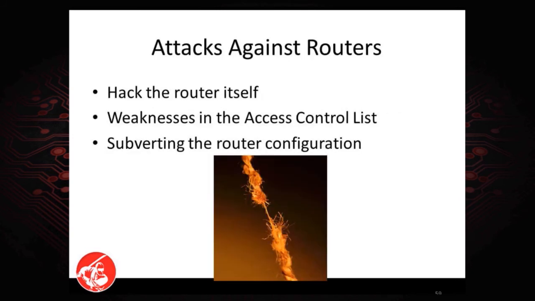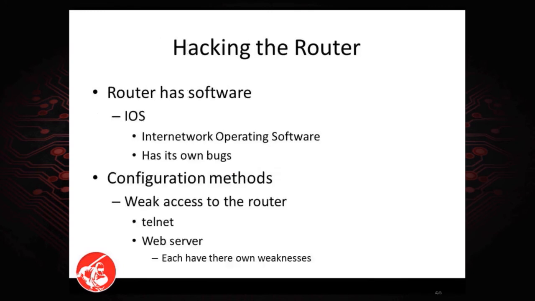Attacks against routers. We can hack the router itself. We can look at weaknesses in the access control list, which is quite common, or we can subvert the router configuration. It's about the only things we can do against a router. Well, the good news is the router has software. It has an IOS, Inter-Network Operating Software, and it has its own bugs.